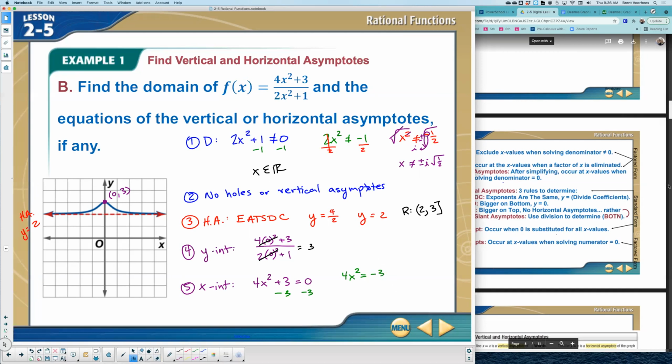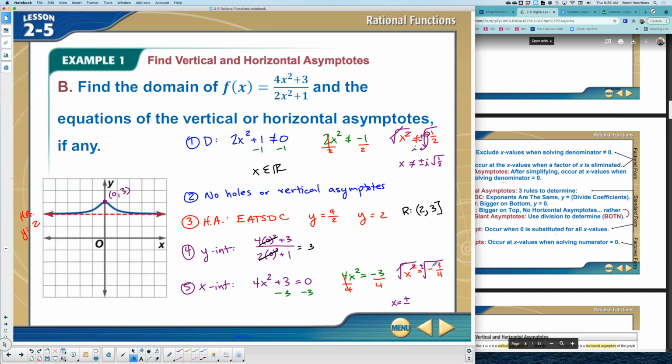Well, then we divide by 4. So x squared would equal negative 3/4. And finally, how do you get rid of a square? Square root. And whenever you add a square root that's not originally there, it needs to be a plus or minus. So we'd have x equals plus or minus.